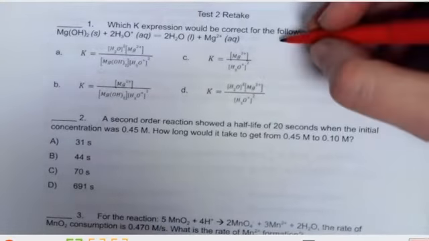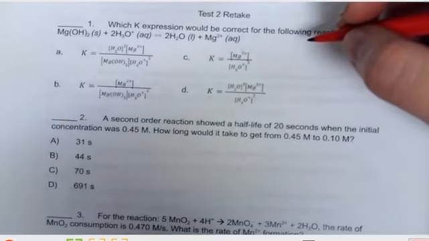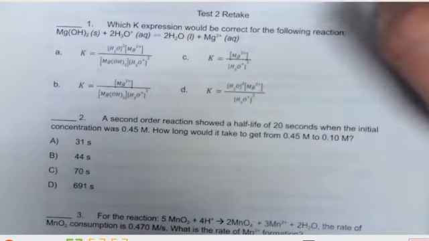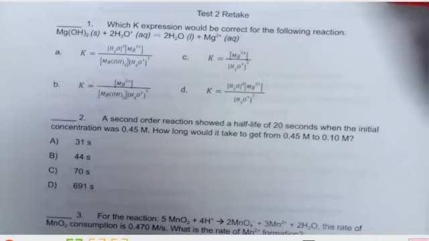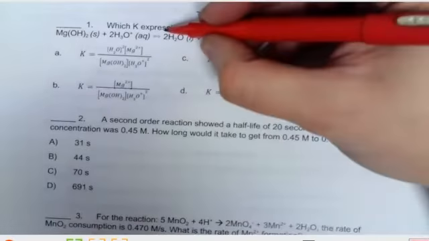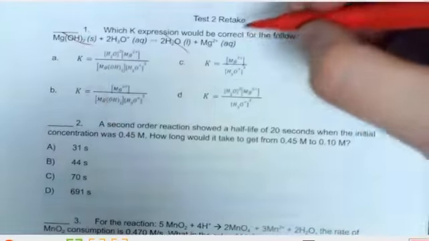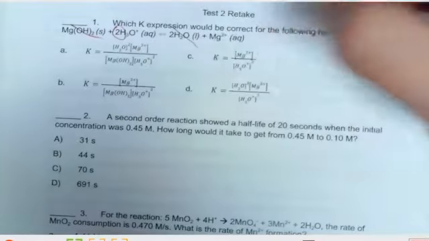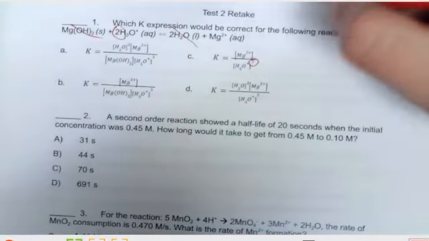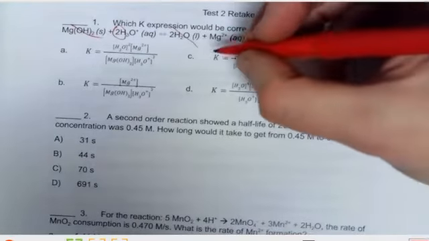K expressions are always products over reactants. We only include aqueous and gases, so what does that mean? These are cut out. What is our answer? Raised to the power of the coefficient. So we need a there. Correct answer is C for the first one.